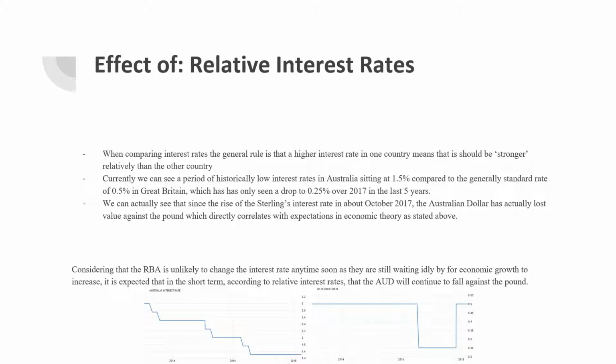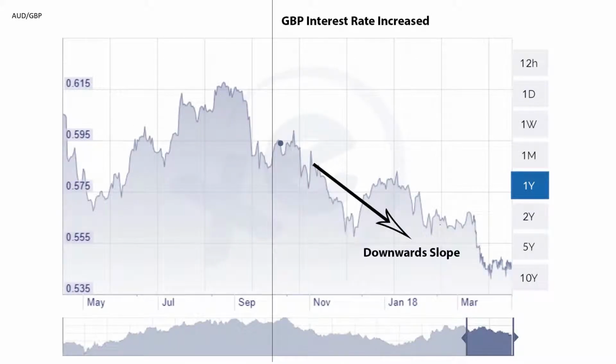And considering that the RBA is unlikely to change interest rates anytime soon, as economic growth hasn't picked up the way that they wanted to, we're still waiting around for that to happen. We expect that in the short term, according to relative interest rates, the AUD will continue to fall against the pound. So we can see in this chart here that when the interest rate in Great Britain changed, there was a very direct correlation between the Australian and Great British exchange rate.